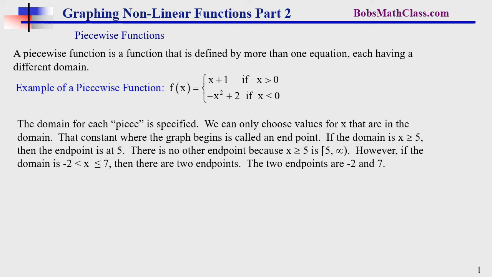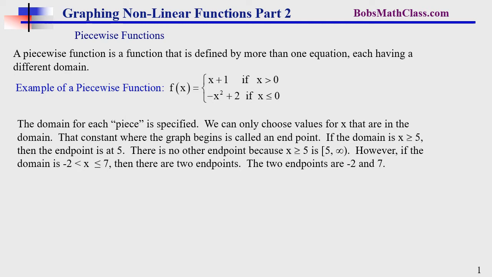Okay, the constant or the number where the graph begins is called an endpoint. So in this case, the top row and the bottom row each have an endpoint at 0. So it's whatever that constant is, whatever that number is. If the domain is x is greater than or equal to 5, then our endpoint will be at 5. There's no other endpoint because x greater than or equal to 5 goes from 5 to infinity. It doesn't end. That's why there's only one endpoint.